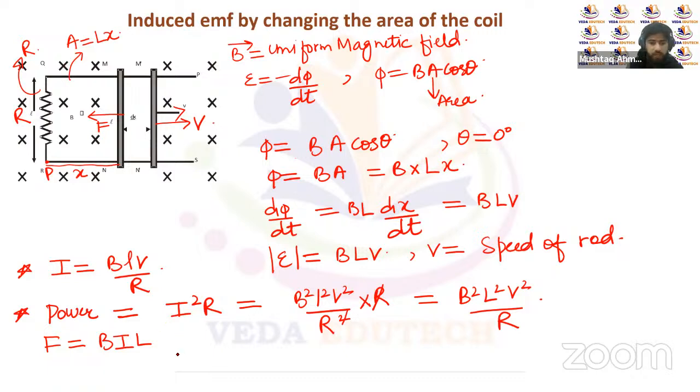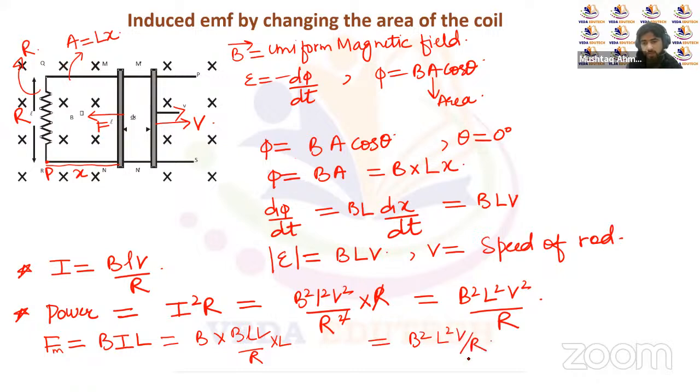So the magnetic force Fm will be equal to BIL, and B is the external magnetic field, right? And the current here is BLV upon R, so it will be BLV upon R multiplied by the length L, right? So we can write it as B square L square V upon R.